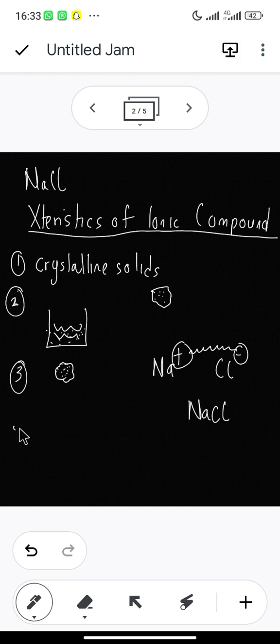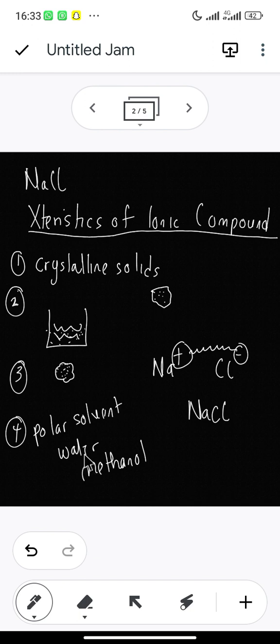Now, go to the fourth characteristic. They are soluble in polar solvents. An example of a polar solvent is water. Another example of a polar solvent is methanol.